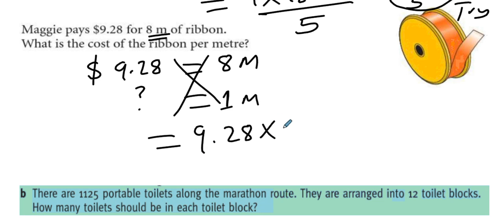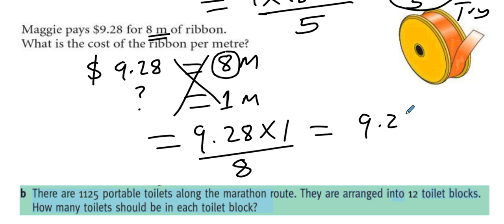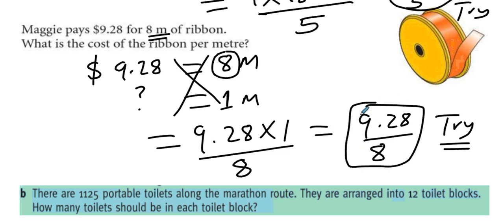9.28 times 1, divided by 8. So 9.28 times 1 is 9.28. Divide by 8, you can finish this. Try that to finish. Take this number, set it in a long division method, then you get the answer.